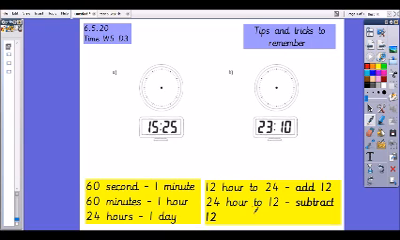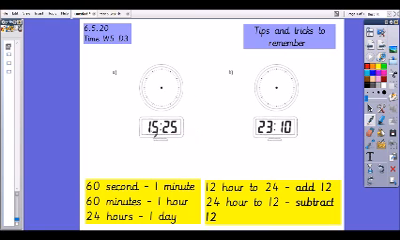I've also added a little tip here about converting between 12 and 24 hour. 12 hour can be found on an analogue clock, and 24 hour is usually found on a digital clock. That's when the numbers go past 12. So to convert from 12 hour analogue to digital 24 hour, you need to add 12 to the time, and to convert from 24 hour digital to 12 hour analogue, you need to subtract 12 from the time.